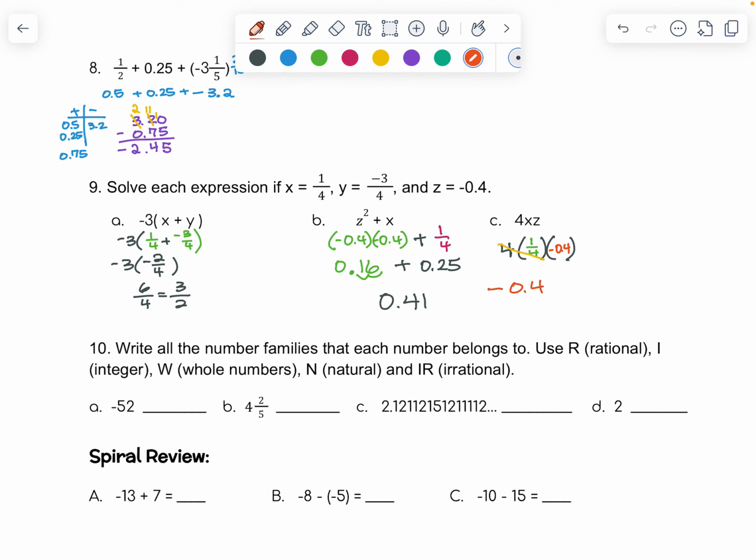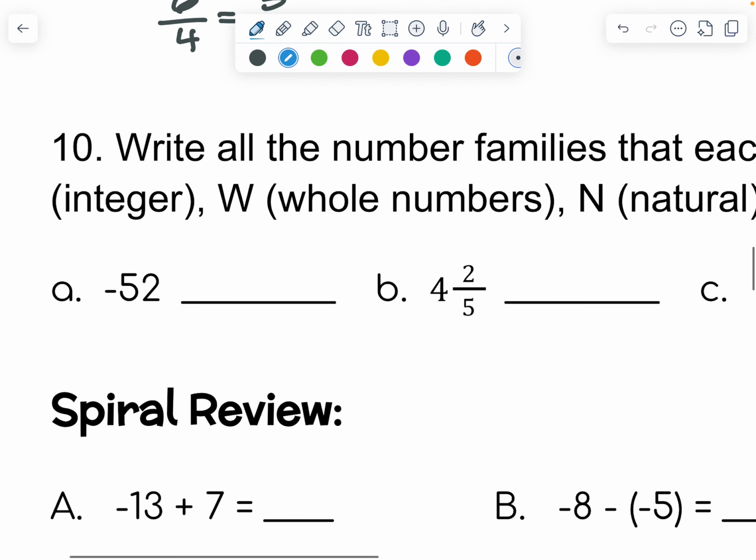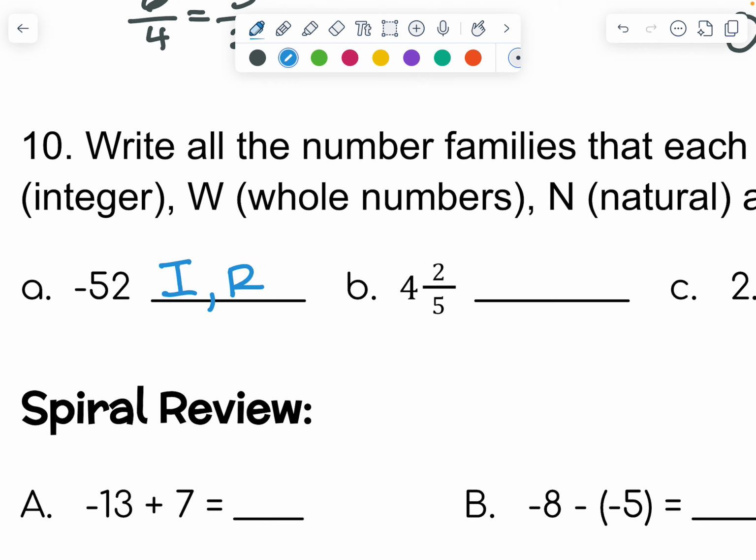All right, let's do number 10. So if you remember, rational numbers are all the numbers that can be written as a ratio. They're basically all the numbers we've been working with. Whereas natural numbers are the ones you started off with in maybe kindergarten, maybe even preschool, right? All right. So a negative 52 is not a natural number or a whole number, but it definitely is an integer. It can also be written as a ratio or fraction, so it's rational. All right, a fraction is definitely a ratio, so that's rational. It's not an integer or whole number or natural.